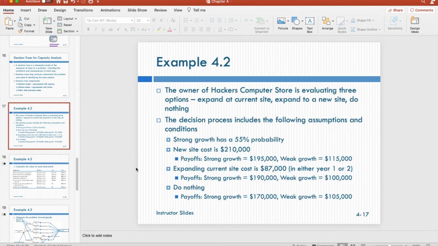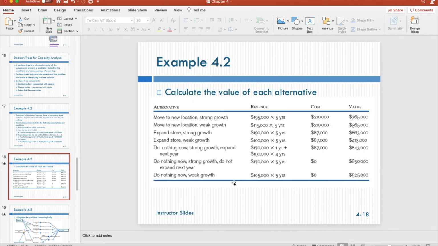Basically, you do nothing here, and with a strong growth, you get $170,000 for every year, times 5 years. All right, what is the cost? You do nothing. That's why the cost is 0. This will be the corresponding profit.